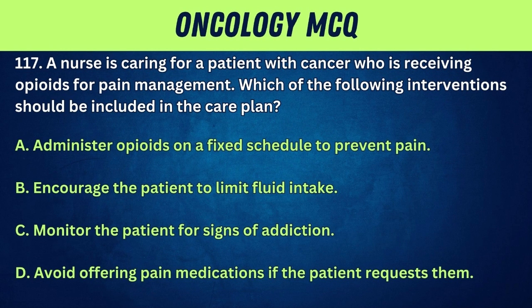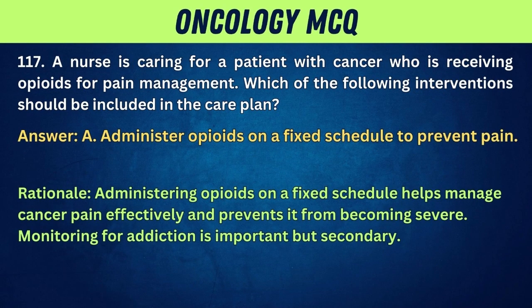117. A nurse is caring for a patient with cancer who is receiving opioids for pain management. Which of the following interventions should be included in the care plan? A. Administer opioids on a fixed schedule to prevent pain. B. Encourage the patient to limit fluid intake. C. Monitor the patient for signs of addiction. D. Avoid offering pain medications if the patient requests them.